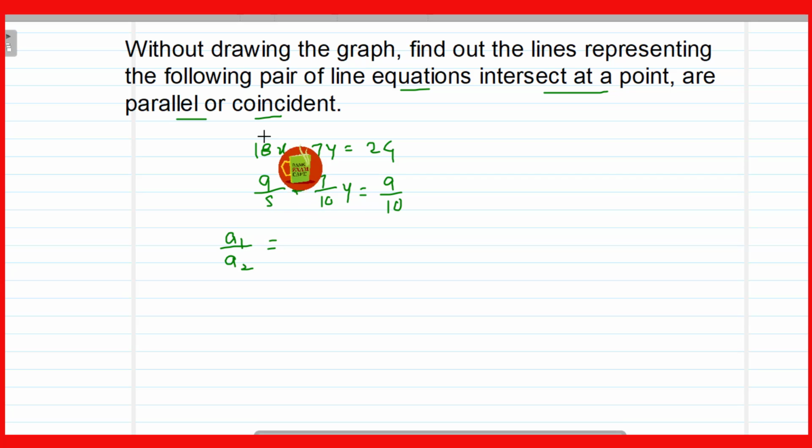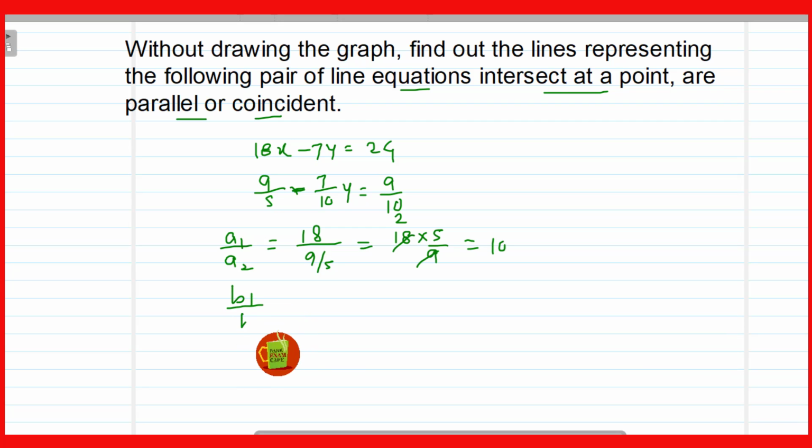So a1 upon a2 is 18 upon 9 by 5. So this will be 18 multiplied by 5 by 9. 9 ones are 9, 9 twos are 18, and 2 fives are 10. So a1 upon a2 is equal to 10.